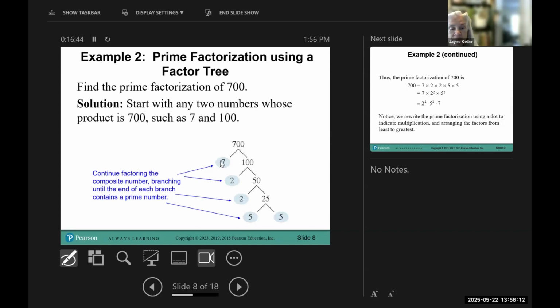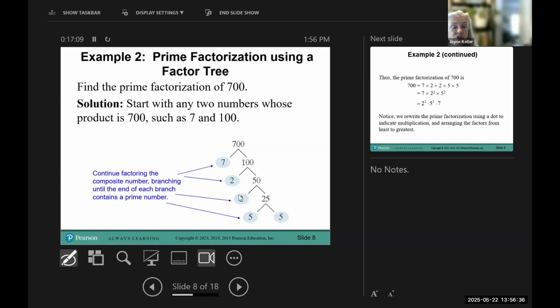And then I look at those two numbers. This one's a prime, so I'm done here. My goal is to get primes in all of these end positions here. So I've got a prime here. So now I look at 100 and I find a way to multiply to get that. And I might have said 10 times 10, or here we did 2 times 50. And now we've got a prime here. We're going to leave it alone. And we're going to factor 50.